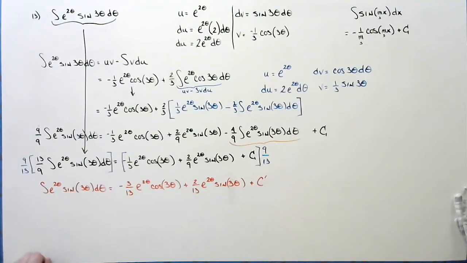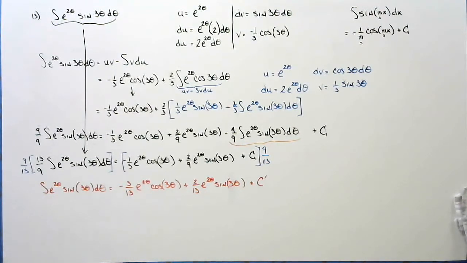plus c prime. 9/13 of our previous c, or you could call it regular c. It's just a constant of integration. It represents all real numbers. You don't technically have to change your notation. If you called it c, I would be fine with that. Okay, so that's number 13. So I've done 4 and I've done 8 and I've done 13. All right.